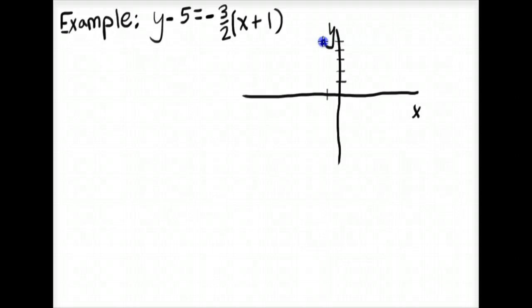At this point, we know it's a linear equation, and we know the slope is going to be negative 3 halves, so we can count over 1, 2, 3, and down 1, 2. Then again, over 1, 2, 3, and down 1, 2. And then we can count up 3 units, and over 1, 2. At this point, we can just connect these points.